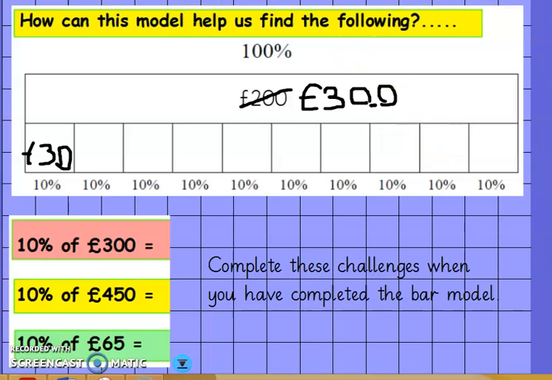Looking at the next one then, if it said it was 10% of £450, again, you need to look for what 450 divided by 10 would be. So I want you to pause the video and see if you can work out the yellow question, which says 10% of £450, and then see if you can challenge yourself by looking at 10% of £65.